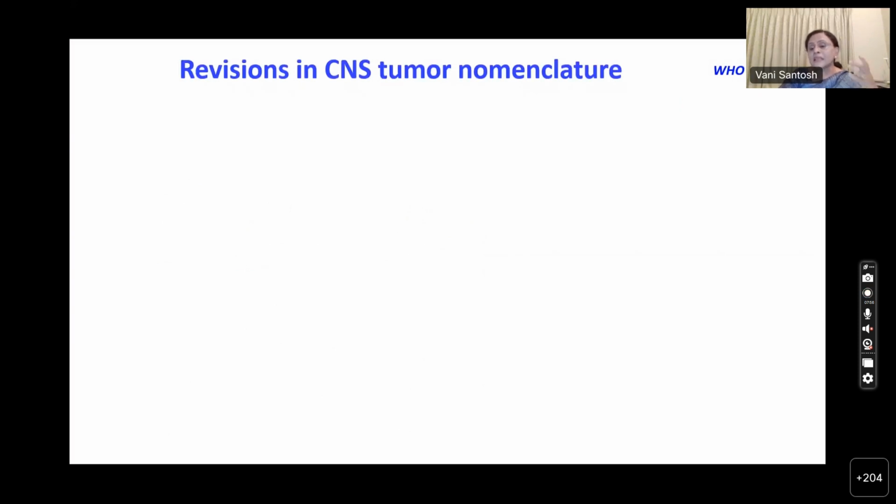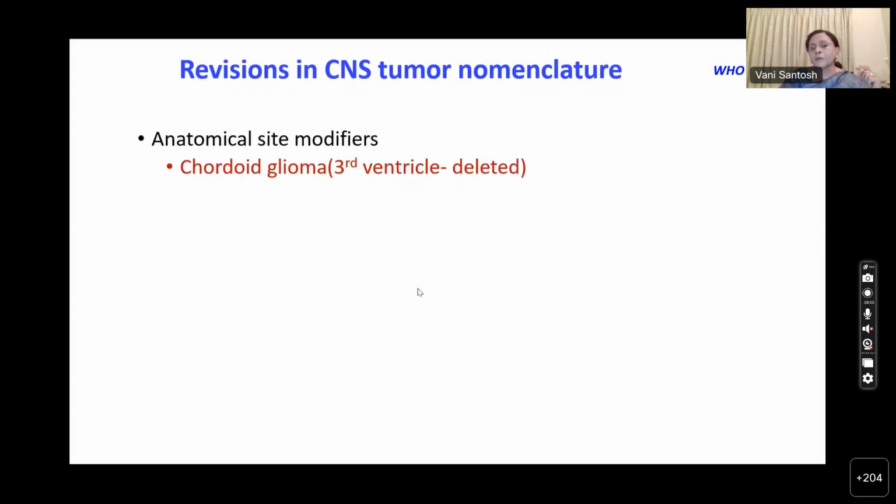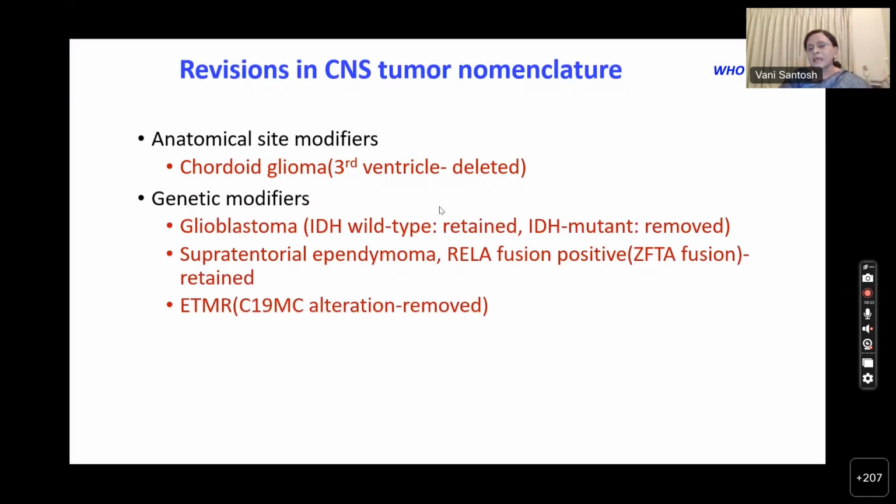Now there is revision in the CNS tumor nomenclature based on certain modifying factors. If you look at anatomic site modifiers, for example, there is this tumor called chordoid glioma. In the earlier classification, this was chordoid glioma of the third ventricle. But the term third ventricle is now deleted because now we know that chordoid gliomas can occur anywhere else also in the brain, not just in the third ventricle. And some nomenclatures have altered based on genetic modifiers. For example, glioblastoma. Earlier we had glioblastoma IDH wild type and we had glioblastoma IDH mutant. But IDH wild type is retained whereas the mutant is removed.